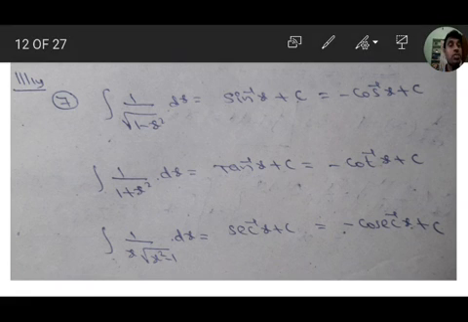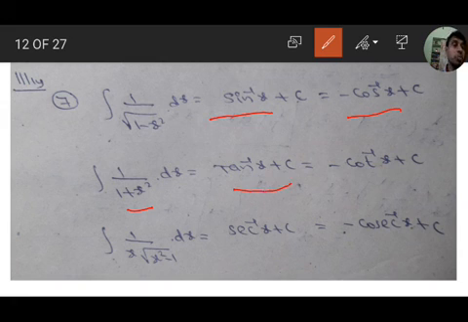Integration of 1 by square root of 1 minus x square equal to sin inverse x plus c or minus cos inverse x plus c. Integration of 1 by 1 plus x square dx equal to tan inverse x plus c or minus cot inverse x plus c. Integration 1 by x into square root of x square minus 1 equal to sec inverse x plus c or minus cosec inverse x plus c.